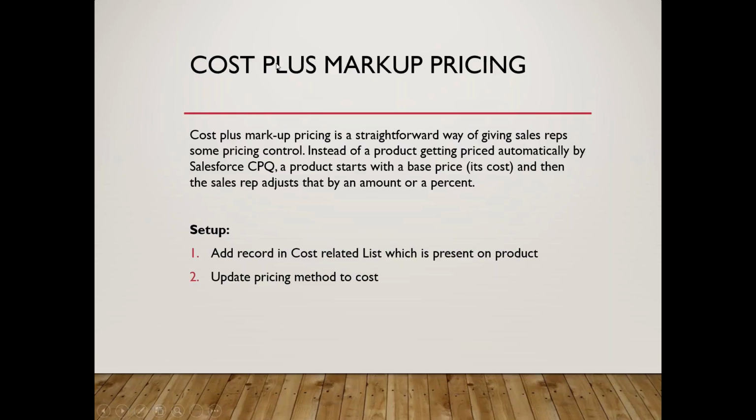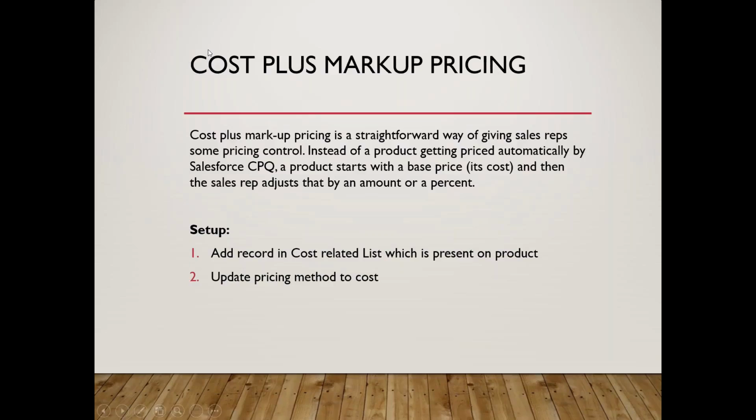So instead of a product getting priced automatically by Salesforce CPQ, the product starts with a base price, that is the cost price. The base price might be $100, and then the sales rep can adjust that by an amount or percentage. Take the example of a car. If you go to the Honda showroom and want to purchase a Honda City, the sales rep will tell you the price is, say, 15 lakh. So that is your cost price.